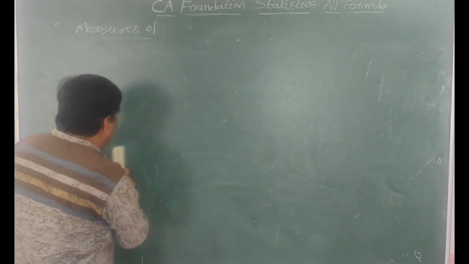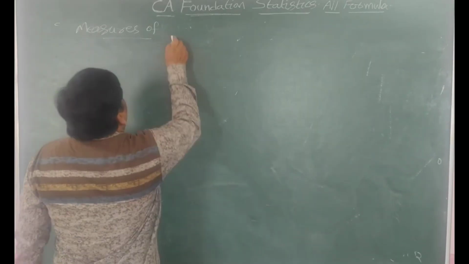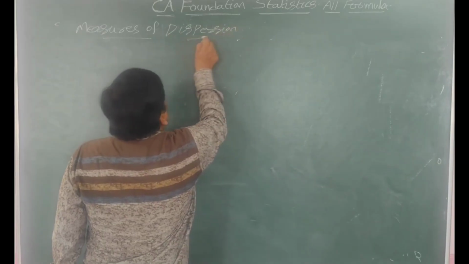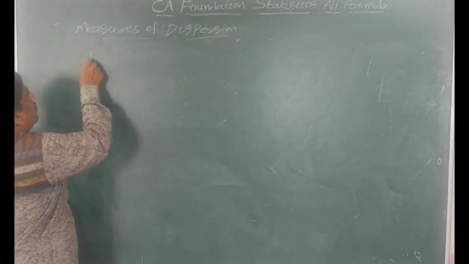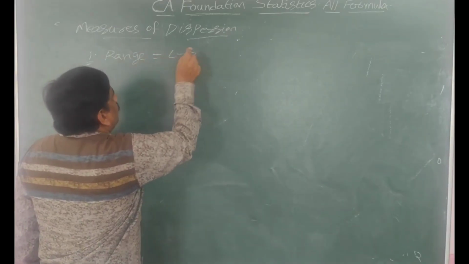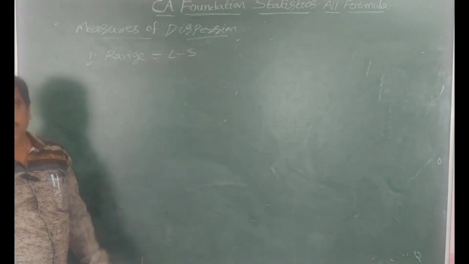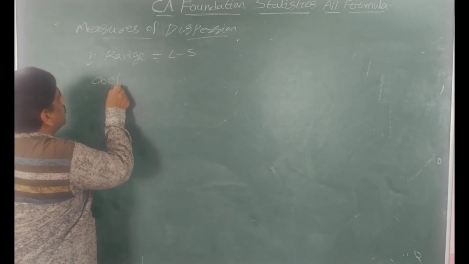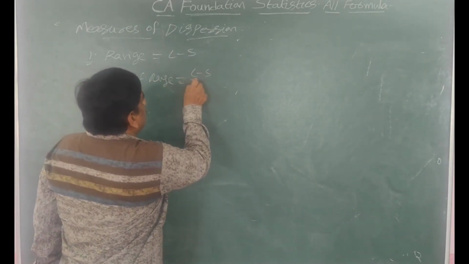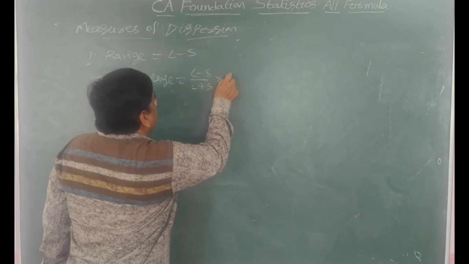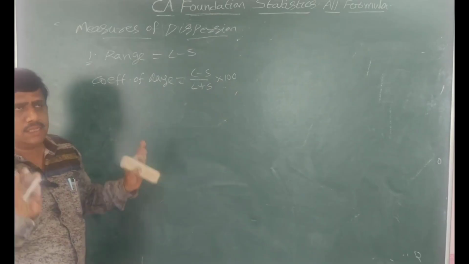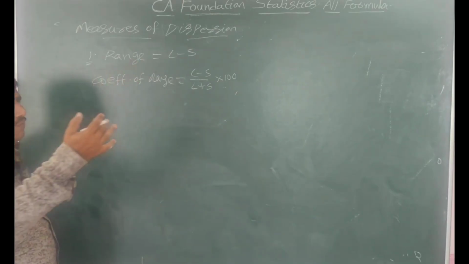We will discuss the formulas involved in the measures of dispersion. Firstly, range. The formula for range is L minus S, or maximum value minus minimum value, larger value minus smaller value. Coefficient of range. The formula is L minus S by L plus S into 100, if it is expressed in percentages, otherwise L minus S by L plus S. Okay, this is about range, the first measure of dispersion.